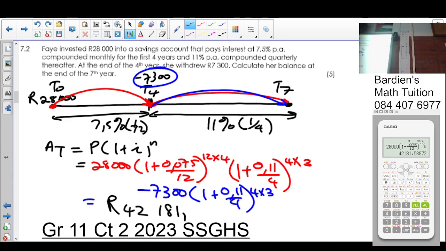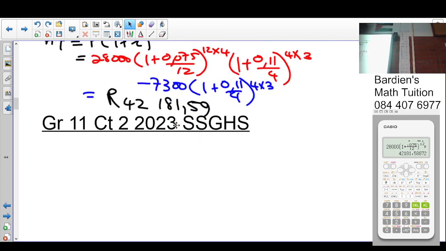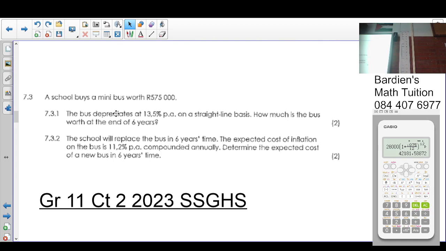42,181 Rand and 59 cents. Okay. Any confusion there? Right, let's carry on with the lives.